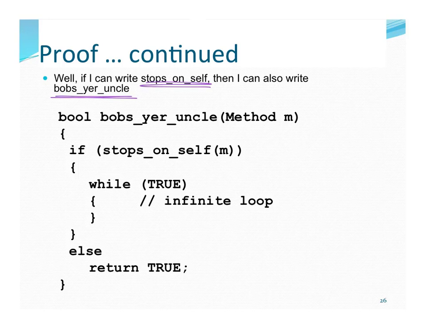So why did I call this method Bob's your uncle? I called it Bob's your uncle for the simple reason that Craig Kaplan, my Halting Problem hero, the guy I mentioned in the second slide, called it Bob's your uncle in his proof. So I'm calling it Bob's your uncle.